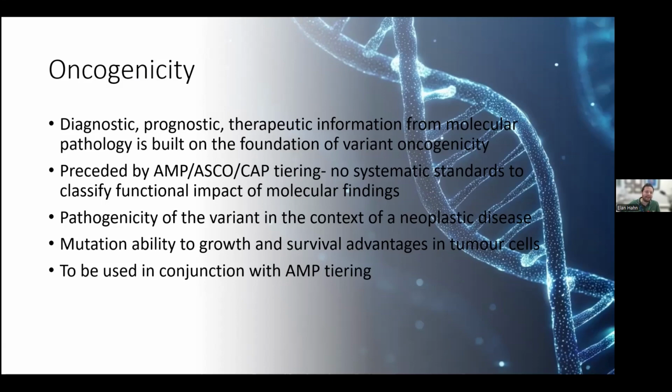And in those guidelines, there was no real systemic standards to classify the functional impact of molecular findings. So pathogenicity of the variant in the context of neoplastic disease is the goal of these guidelines. It's the mutation's ability to cause growth and survival advantages in tumor cells. And it's not that these guidelines and the AMP-ASCO-CAP guidelines are exclusive of each other, but in an ideal world, they would be used together.